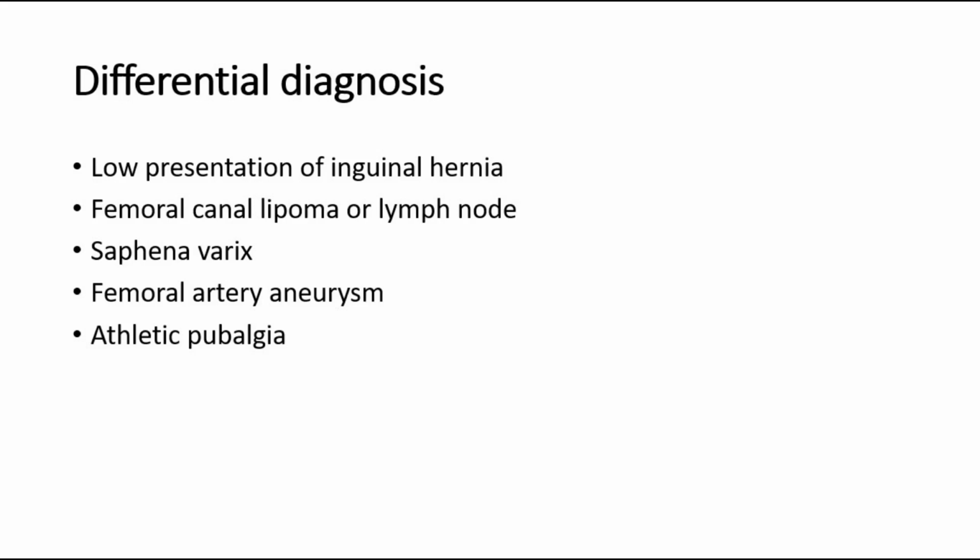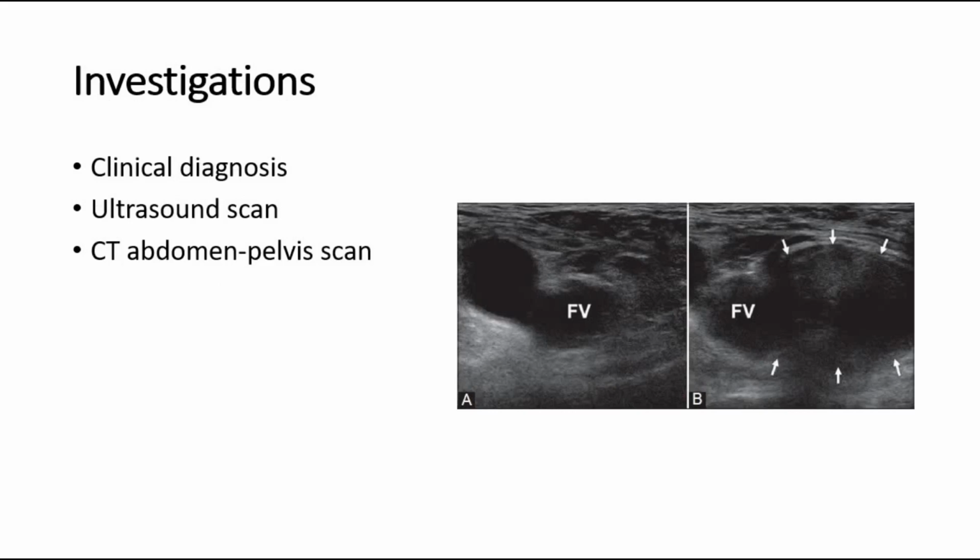The differential diagnoses for a lump in the groin include low presentation of inguinal hernia, femoral canal lipoma or lymph node, saphenous varix, or a femoral artery aneurysm. Athletic pubalgia occurs following a small tear in rectus sheath through which impingement of abdominal wall musculature can occur, most often in young athletes. For investigations, the diagnosis can be made clinically.